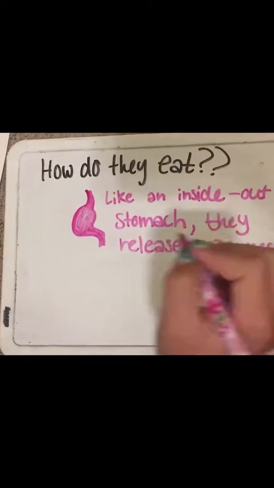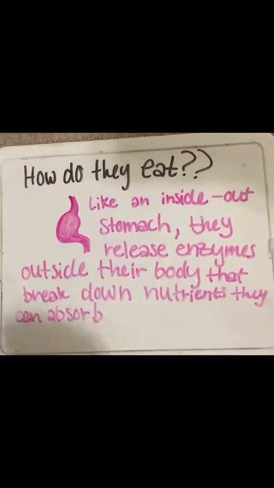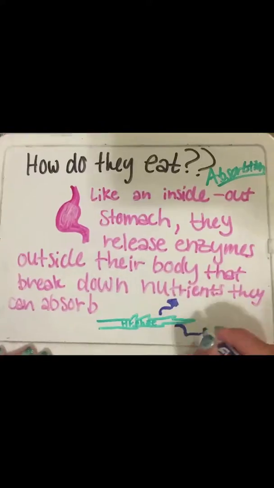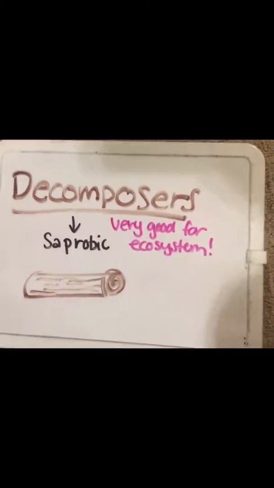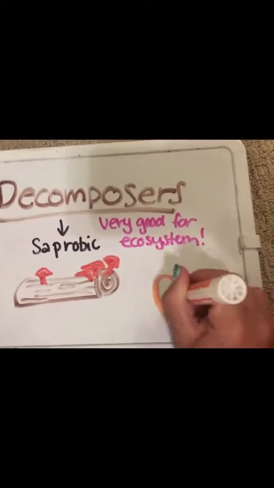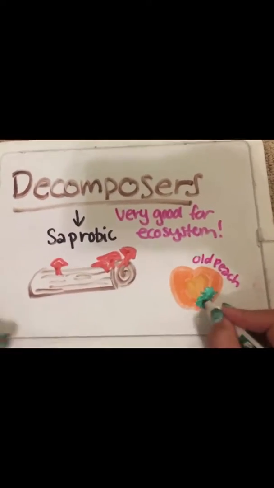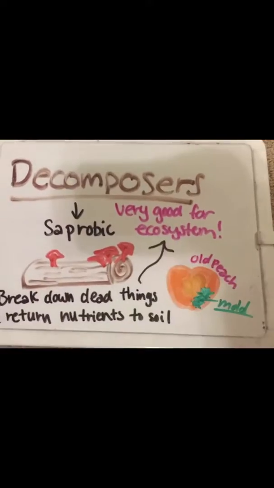How does a fungus eat? They absorb the nutrients they need by releasing enzymes that break down food before they can absorb it. They are like an inside-out stomach. Most fungi are decomposers, which help return nutrients back to the soil. They are also called saprophytes, and they feed on anything dead or dying.